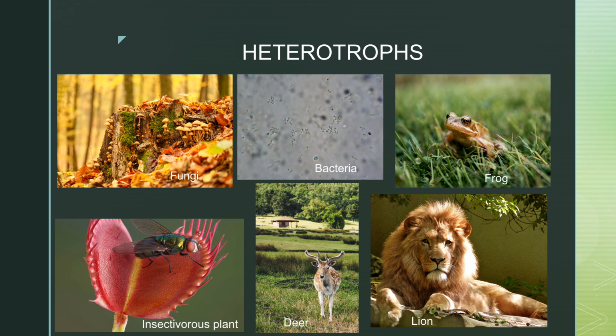Animals and non-green plants such as fungi and bacteria cannot prepare their own food. They depend directly or indirectly on green plants for their nutrition. This mode of nutrition is called heterotrophic nutrition. Animals and non-green plants are known as heterotrophs. We will discuss this in detail in our upcoming video.